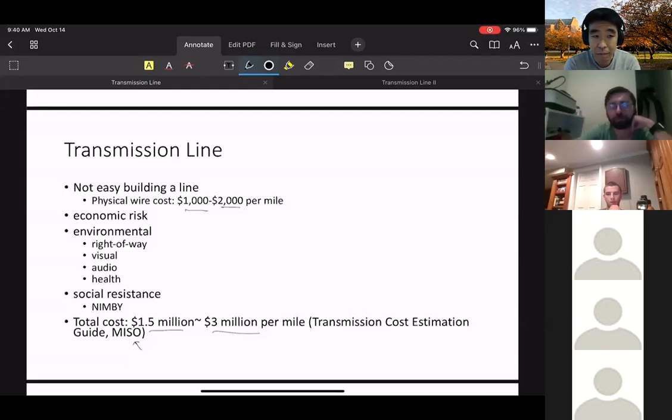Because of the climate, because it's so cold in Michigan and Wisconsin? No, this is actually one of the lower numbers in the US. If you do this in California, it doubles or triples.